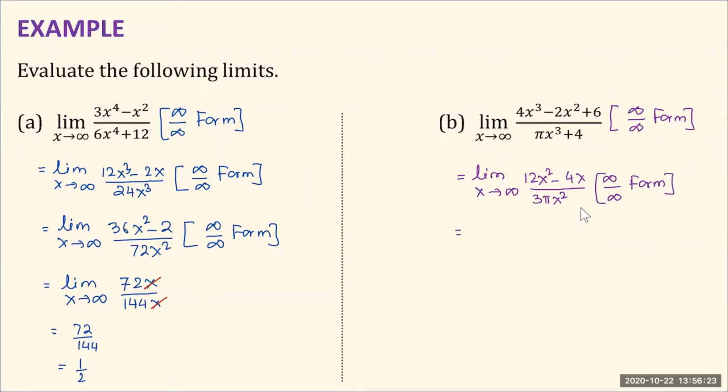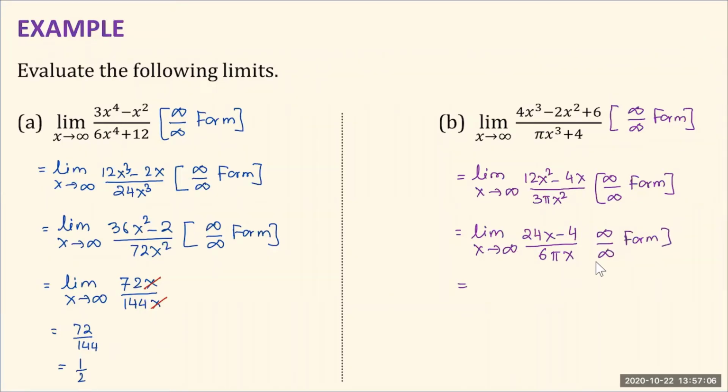So we have to use L'Hopital's rule. That is, you have to find the derivative in the numerator and also in the denominator. The derivative of 12x squared is 24x. Then minus, the derivative of 4x is 4, divided by, to find the derivative of this one, we use the power rule. So 2 will come in front and multiply. So it will be 6 pi x. Now you can see we have a linear function here, and here is also a linear function. And as x goes to infinity, both linear functions go to infinity. So still we have infinity over infinity form.